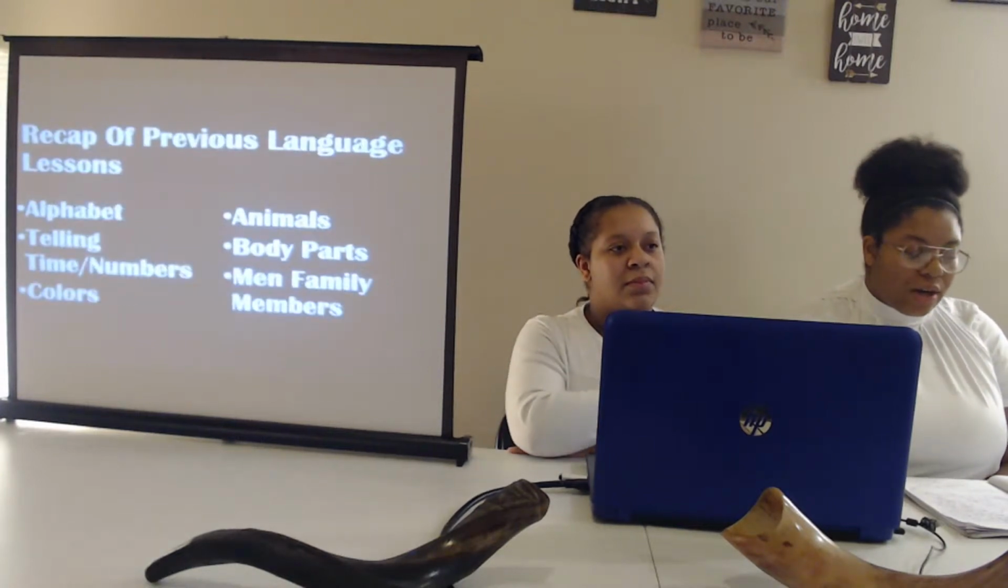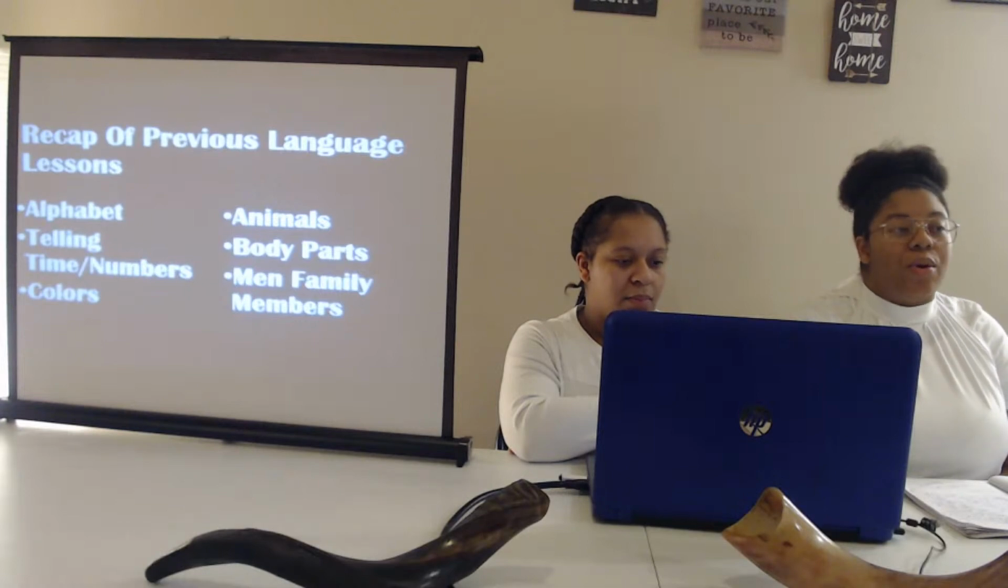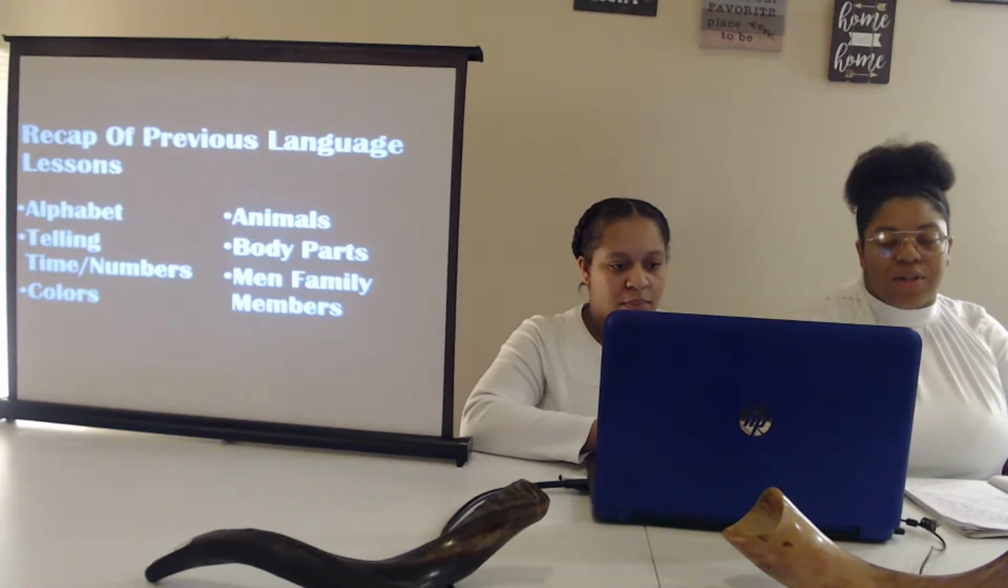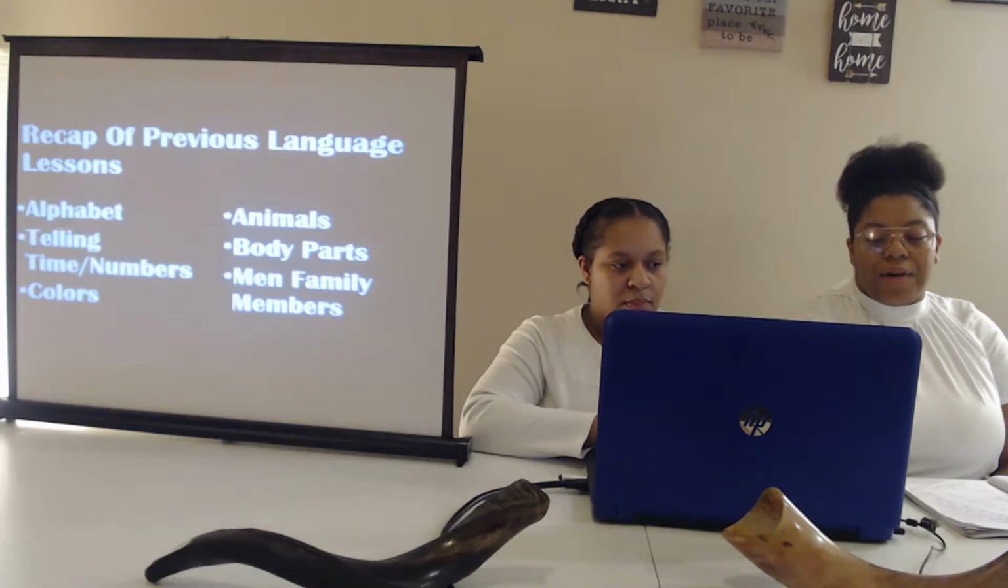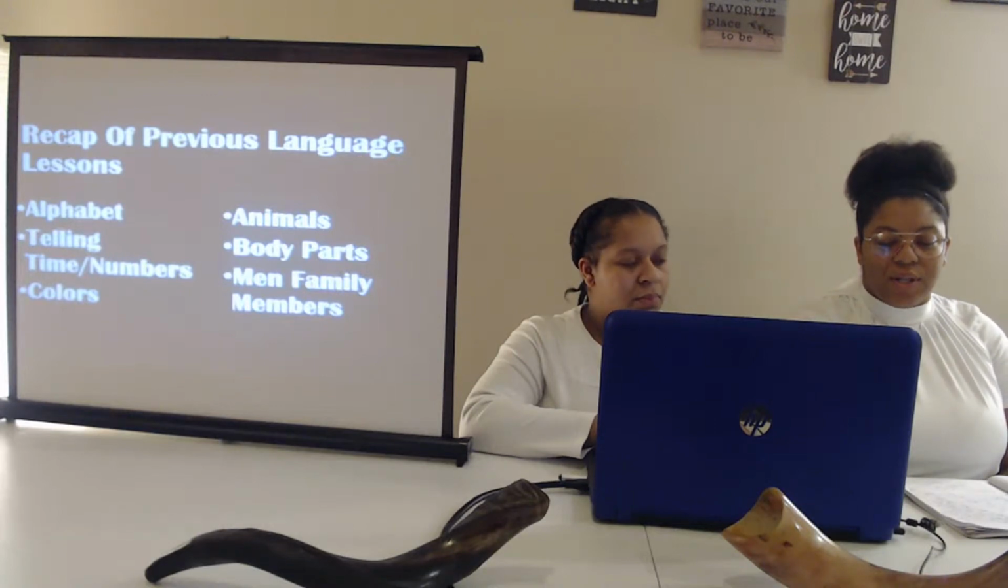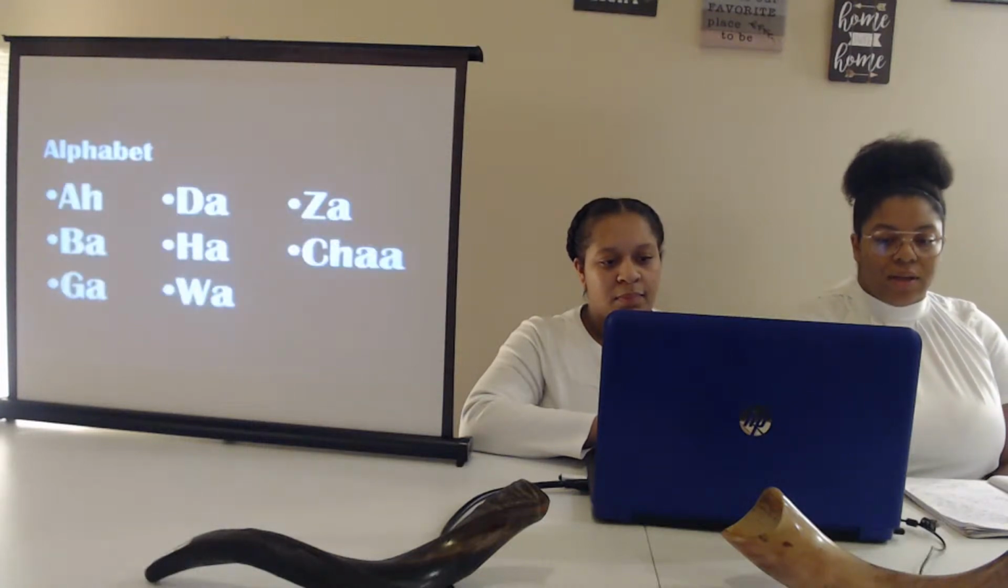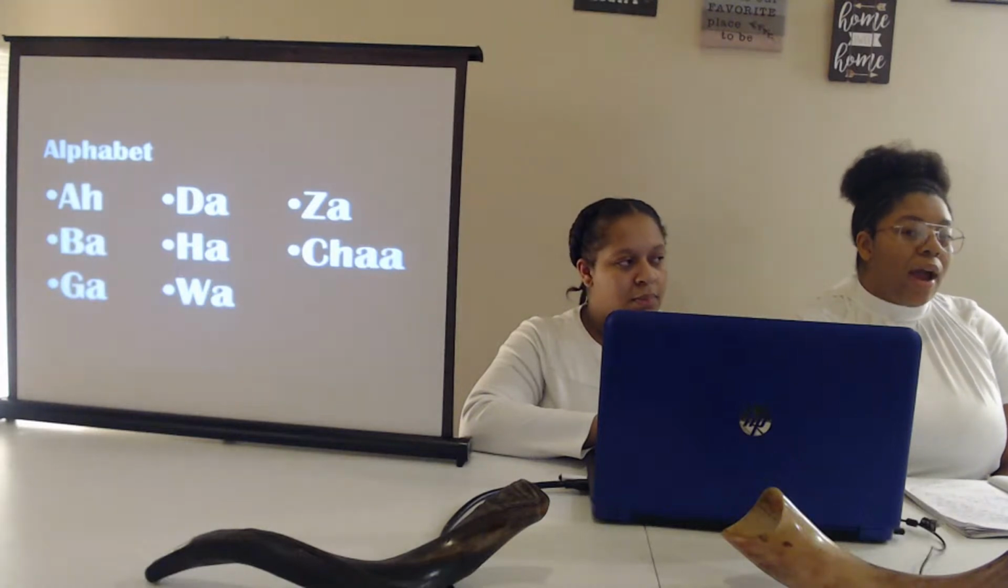Now, before we get started with our lesson, we're going to do a recap of what we previously learned during these language lessons. We covered the alphabet, we covered numbers, colors, animals, body parts, and the men half of the family members. So we're going to start off with our alphabet.